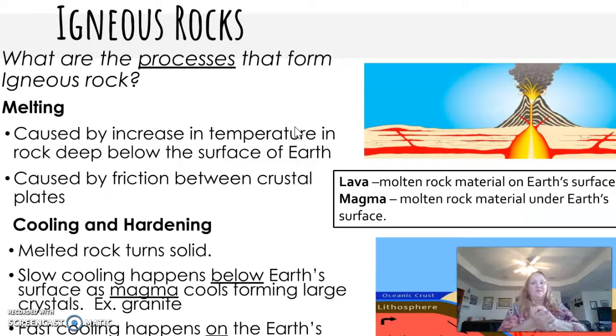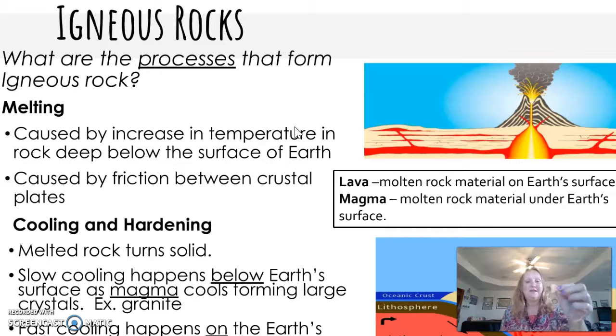That melting is caused by the increase in temperature in the rock that's deep below the Earth's surface: the lava, the molten rock material on Earth's surface, and the magma, which is the molten rock under Earth's surface. There's friction between crustal plates, and then that lava and magma turn solid again. Slow cooling below the Earth's surface forms large crystals such as granite, while fast cooling gives smaller crystals such as obsidian, basalt, and pumice.